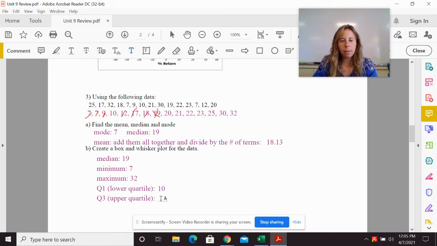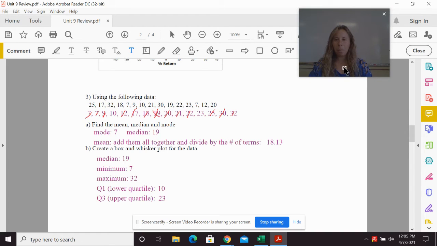Okay, upper quartile. Now you do the exact same thing except you're using the upper, the higher set of numbers. Once again, throw out your median, don't use your median. Then we're finding the median of this set of numbers right here. So lowest, highest, lowest, highest, lowest, highest. There you go. So you're left with 23. Now I'm going to draw the box and whisker on the board.